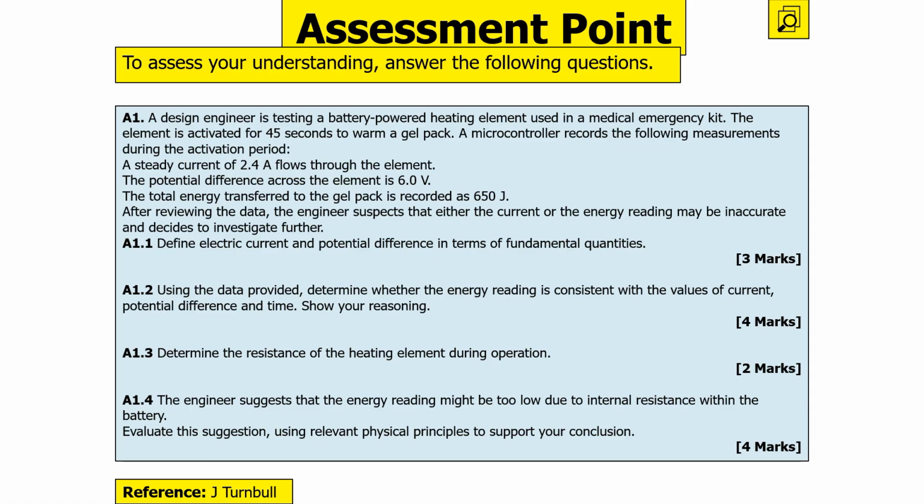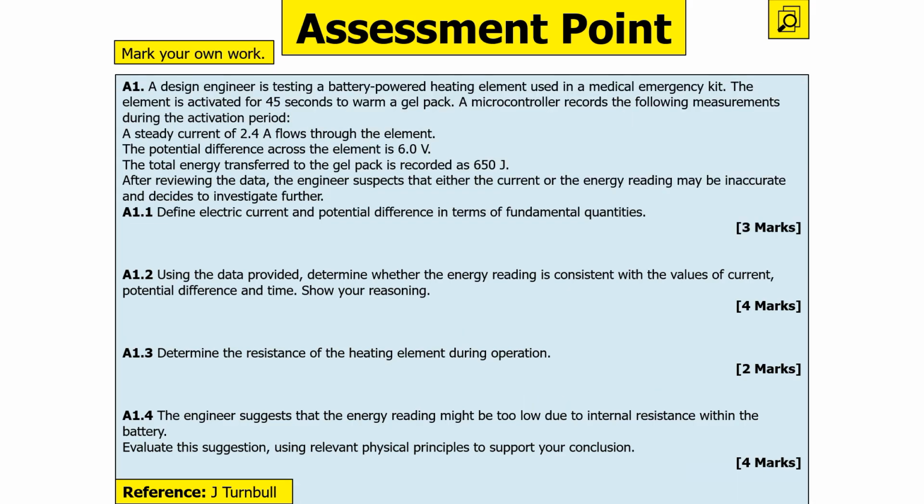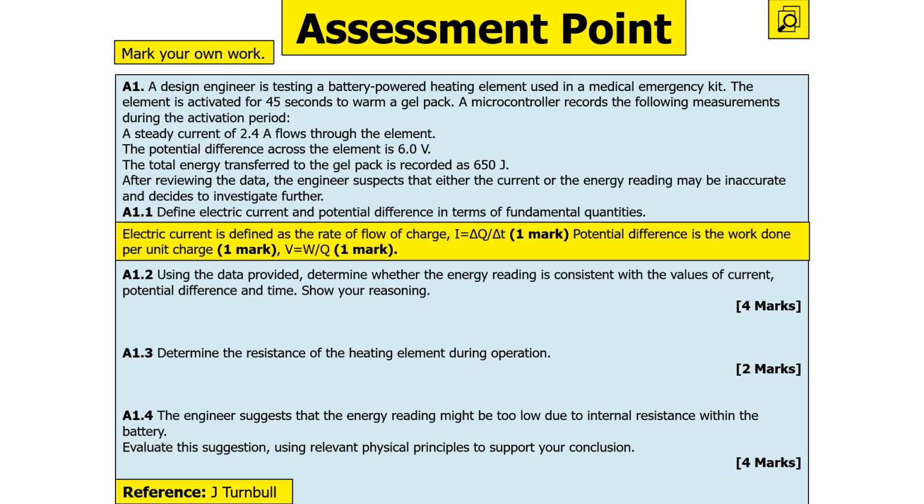So pause the video now, then unpause the video when you want to go through your answer. Right, so you've got to know how to define key terms. Electrical current is defined as the rate of flow of charge: I is equal to change in Q over change in T. And potential difference is the work done per unit charge, or V is equal to W over Q.